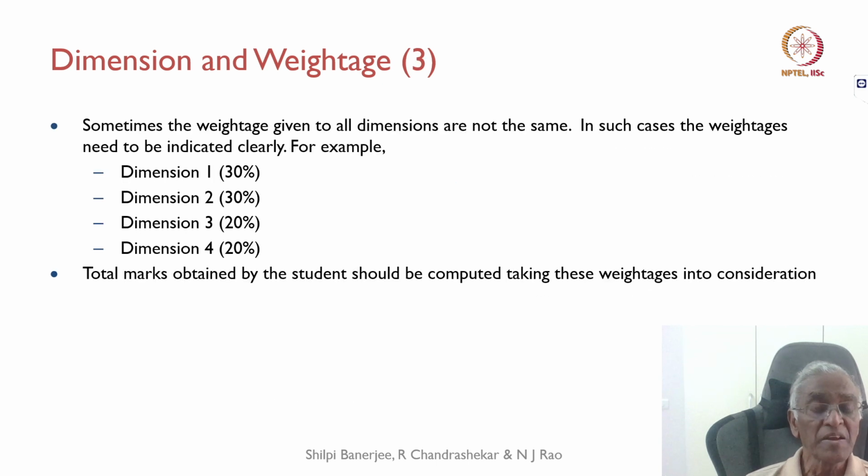Sometimes the weightage given to all dimensions is not the same. In such cases, the weightages need to be indicated clearly. For example, dimension 1, 30%, dimension 2, 30%, dimension 3, 20%, dimension 4, 20%. You can alter these numbers as well. The total marks a student gets for a particular task should be computed taking these weightages into consideration. We'll see some samples.